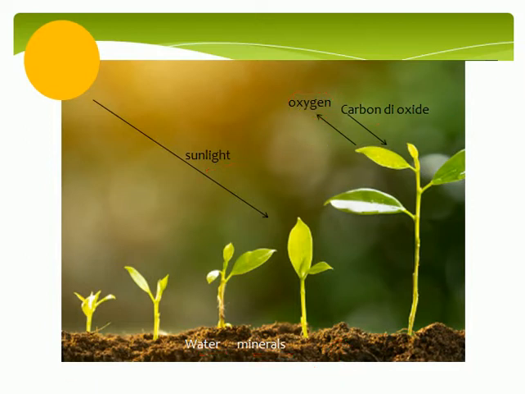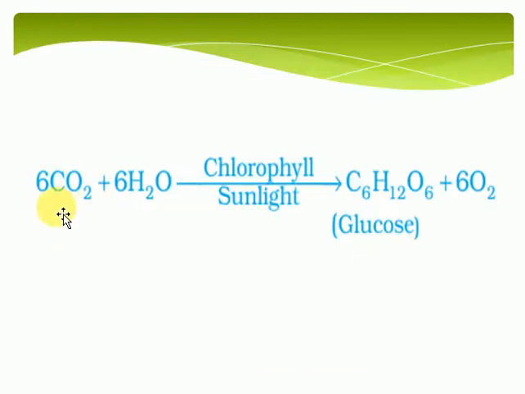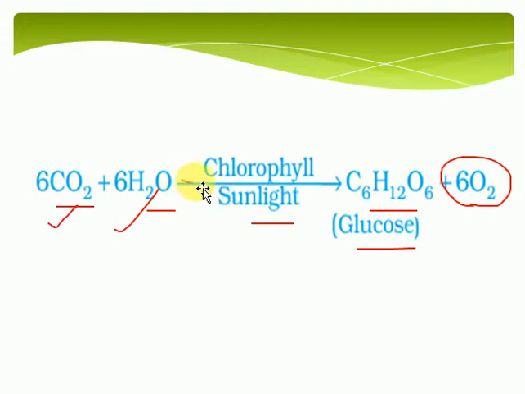We'll try to understand it once again with the help of this equation which is written in NCERT. Carbon dioxide plus water in the presence of chlorophyll and sunlight gives glucose. The formula for glucose is C6H12O6, and oxygen is released as the byproduct. So what are the raw materials for photosynthesis? Carbon dioxide, water, chlorophyll and sunlight. And what is the product that is formed as a result of photosynthesis? Glucose and oxygen.